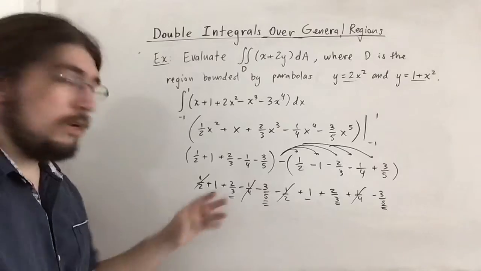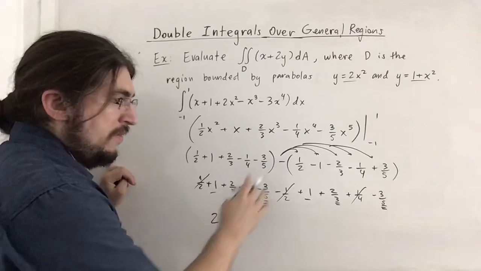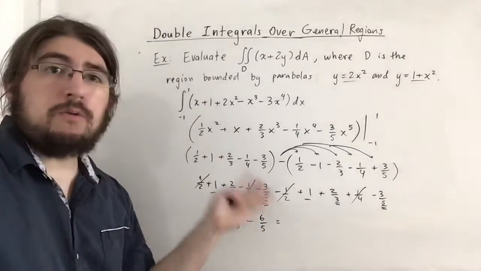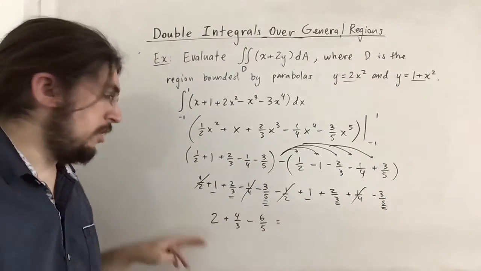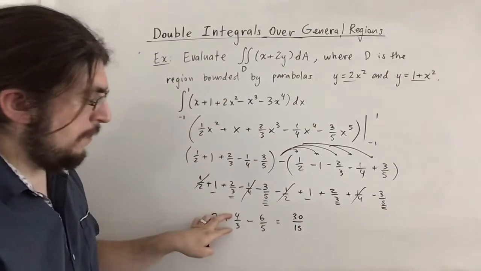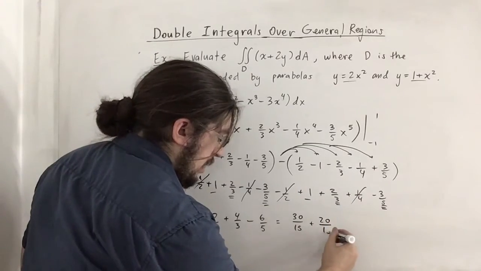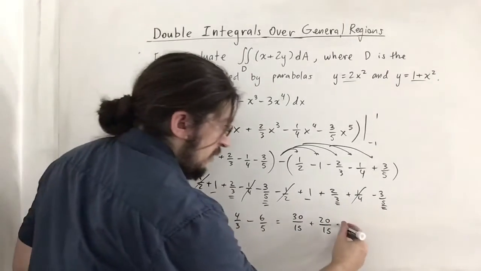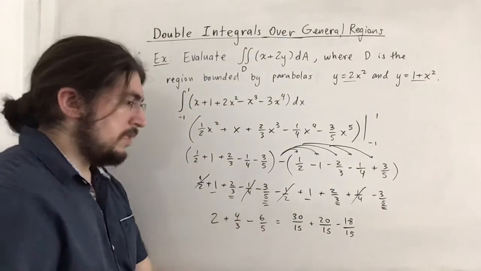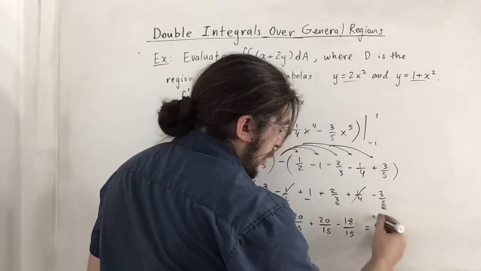Nice. So I know 1 plus 1 is 2. 2/3 plus 2/3 is 4/3. And 3/5 plus 3/5 is going to be 6/5. So if you write these as all over 15, because 5 times 3 is 15 for our common denominator, I know 2 is 30 divided by 15. If you multiply this top and bottom by 5, you end up getting 20 over 15. If you multiply this top and bottom by 3, you get 18 over 15. Perfect. 20 minus 18 is 2, plus 30 is 32. And that actually cannot be reduced, so that is our answer.